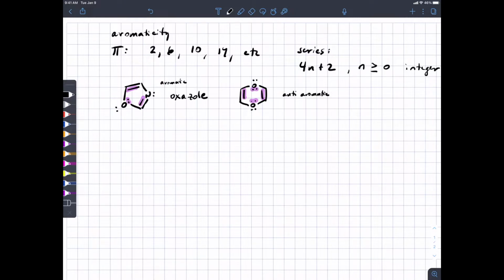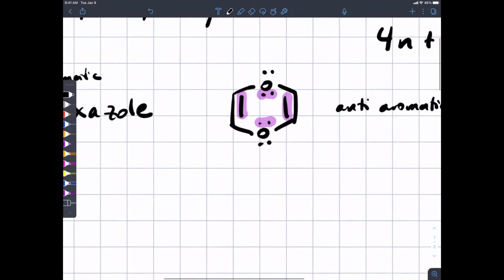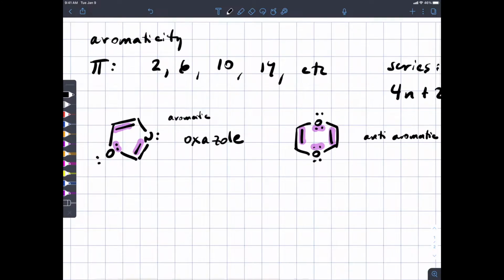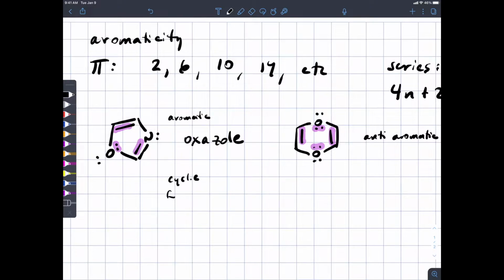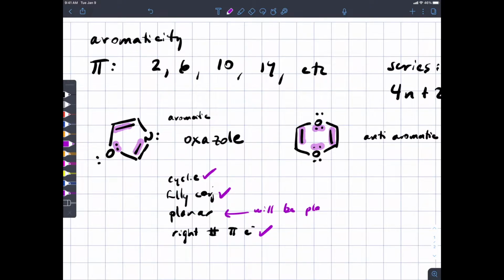Go ahead. How well are you supposed to be able to predict if a cyclic structure is planar? Yeah, so of the criteria, cyclic, what was it? Cyclic, fully conjugated, planar, and right number of pi electrons. Basically, if you have the first three, that's sufficient, and it will be this way. It will be planar.